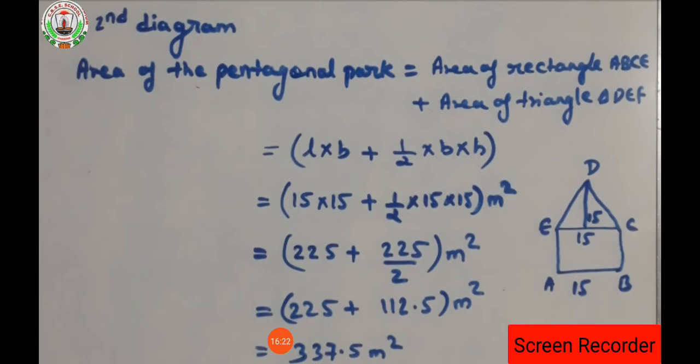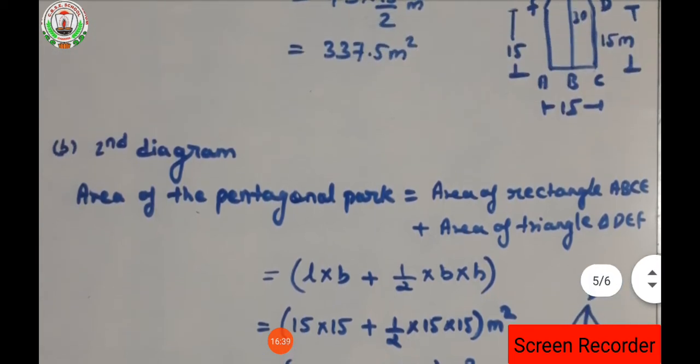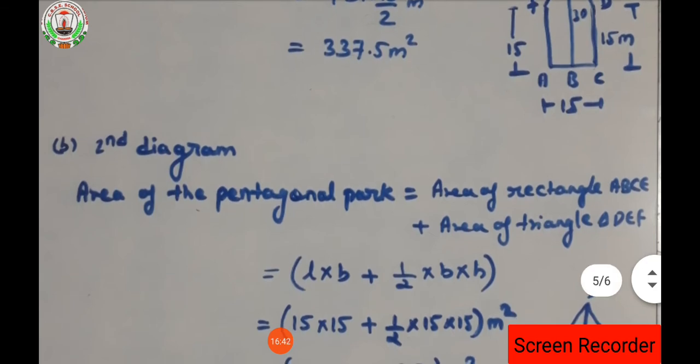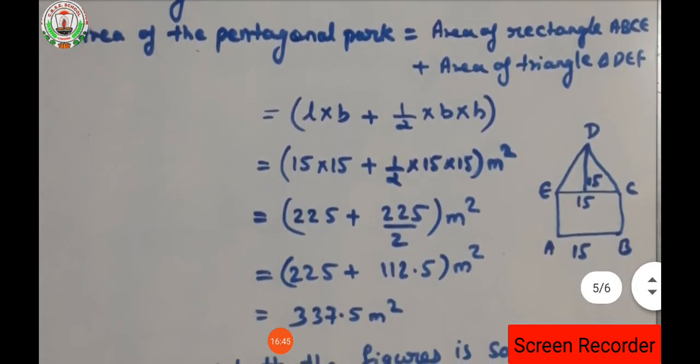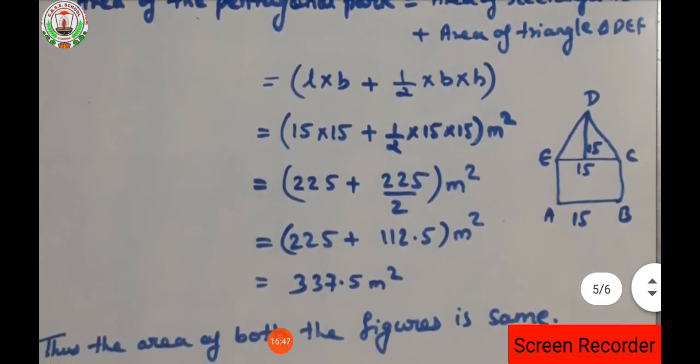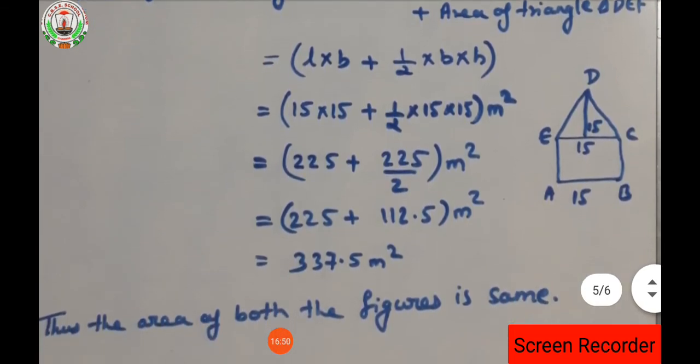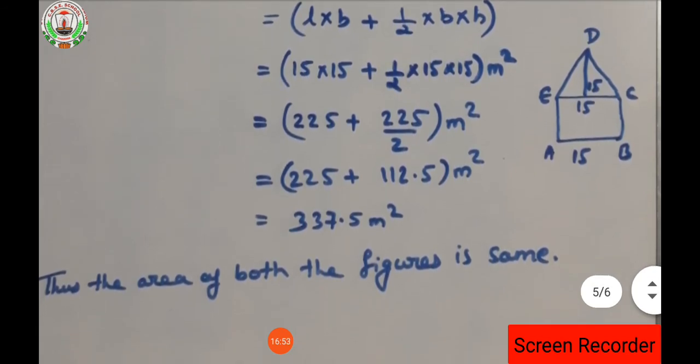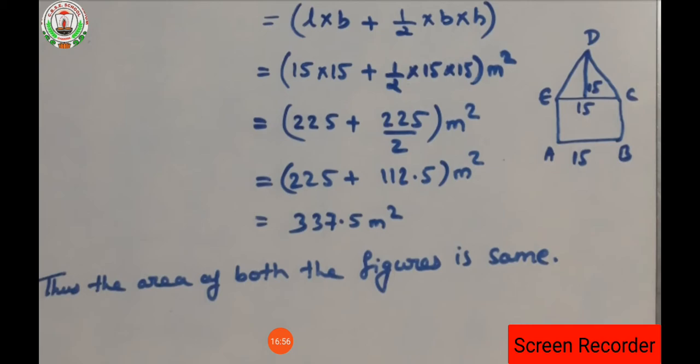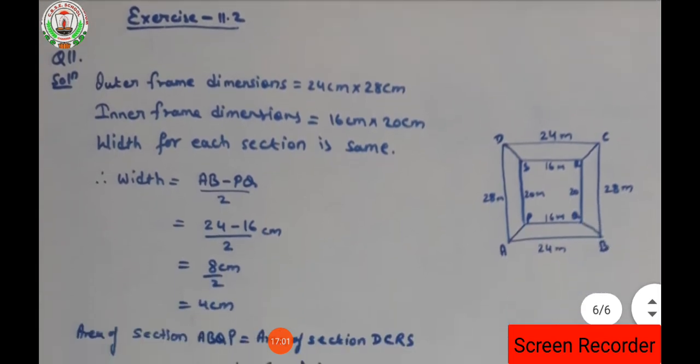Dear students, the area of the pentagonal park for Kavita is the same as the area of the pentagonal park formed by Jyoti. That means both the areas of these two girls are the same. Here the value is 337.5 meter square, and Kavita also found the same, 337.5 meter square. Thus the area of both figures is the same. Clear everyone? The second part of the question asks whether you can suggest some other method.